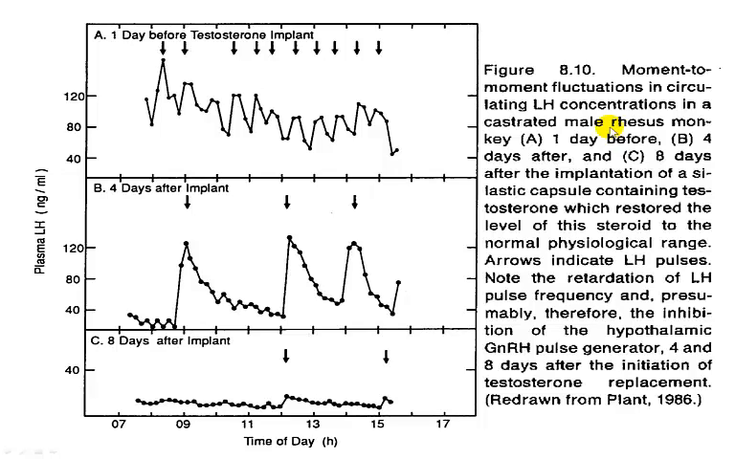So hormone 3, testosterone, is removed, and in panel A, we have 1 day before, panel B, 4 days after, and panel C, 8 days after the implantation of a silastic capsule containing testosterone, which restored the level of this steroid to the normal physiological range.